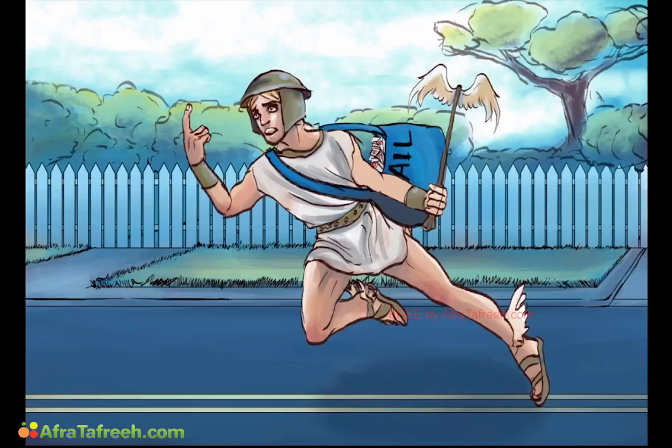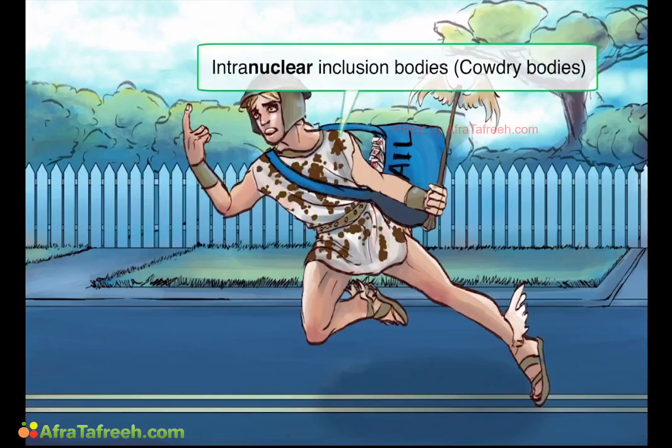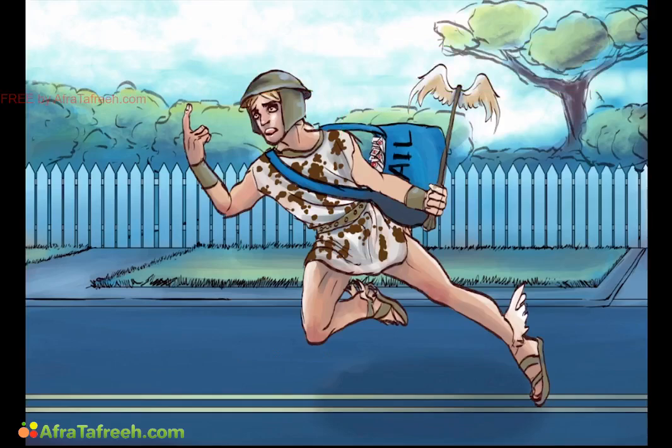So this is kind of a boring outfit, so let's spice it up a bit. We're giving him a dry cowhide, representative of Cowdry bodies. These are host cells that have these big, red, eosinophilic intranuclear inclusion bodies that look like targets. And you can see these in other herpes viruses as well, such as CMV or VZV. However, remember that the Cowdry bodies are intranuclear versus pox virus, which have similar inclusion bodies, but they're in the cytoplasm.